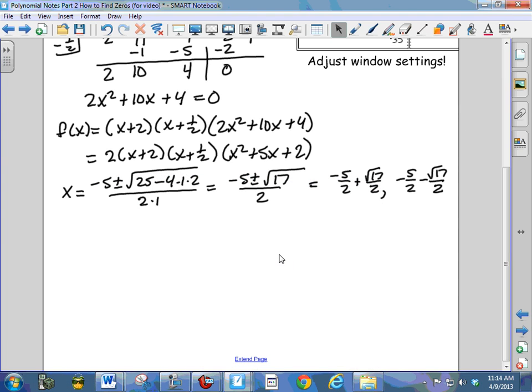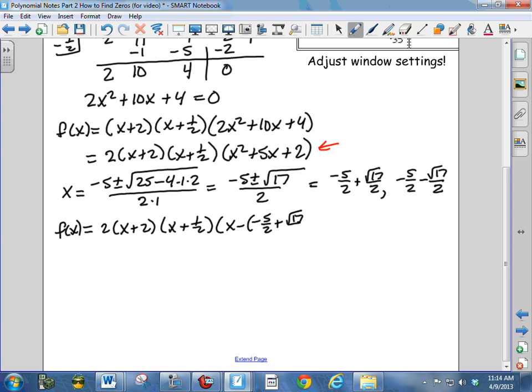So there is the irreducible factorization, and this is when we cannot reduce it. And if we were to write this as linear factors, we would write it like this. F of x is equal to 2 times x plus 2 times x plus 1/2 times x minus the quantity negative 5 halves plus the square root of 17 over 2 times x minus the quantity negative 5 halves minus the square root of 17 over 2. This would be written as linear factors.